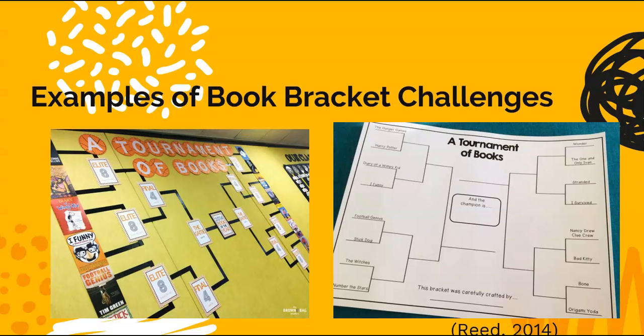And here are some examples of the book bracket challenges. On the left is the school-wide display, and they used just some sticky tape and cut out letters, and then they made sure they printed the covers of each book that they had done, and it went from the Sweet 16 to the Elite 8 to the Final 4 to the last two, and then the overall winner. And on the right is a blank bracket with some books already filled out for the Sweet 16, and then from there students determine the Elite 8, again the Final 4, Final 2, and the overall winner.